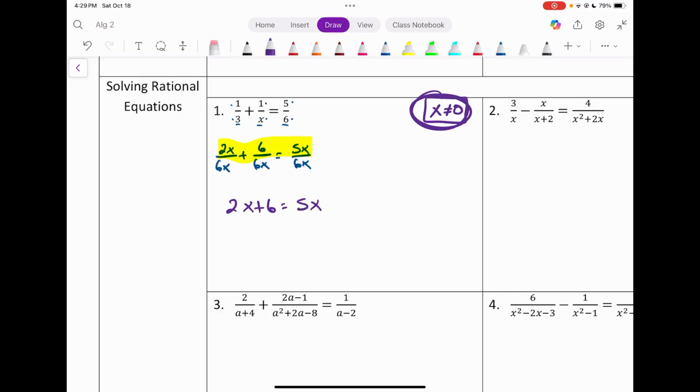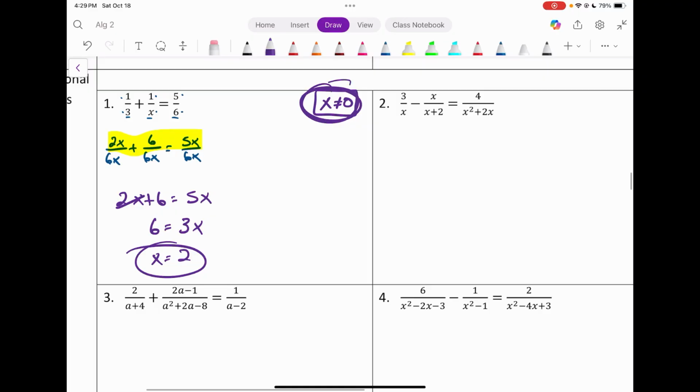Let's get our x's together. I'm going to move my 2x by subtracting. That gives you 6 equals 3x. So x has a value of 2, which does not interfere with this at all.